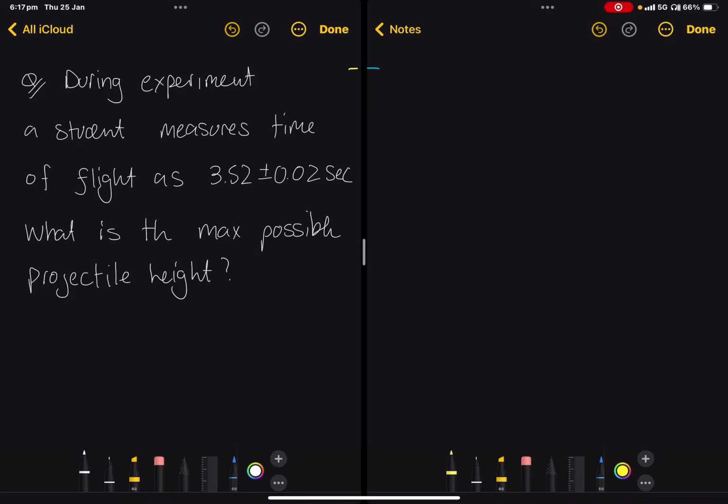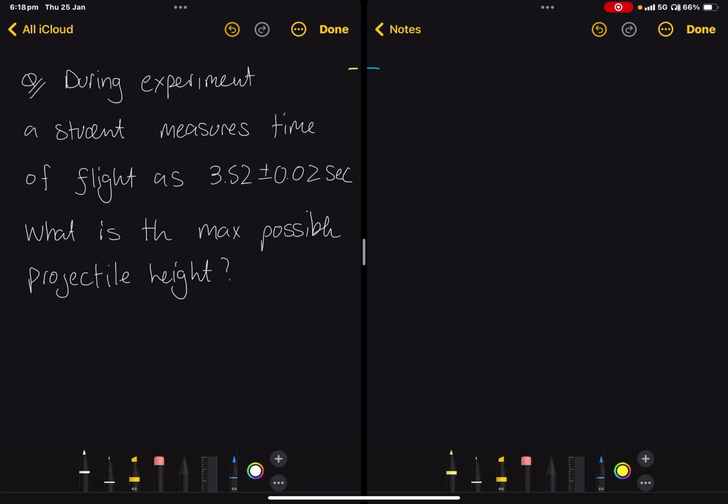Okay, so now we have another advanced mechanics question here. We are asked, during an experiment, a student measures time of flight as 3.52 plus or minus 0.02 seconds. So here we have a time and we have a range of error. We're asked, what is the maximum possible projectile height?